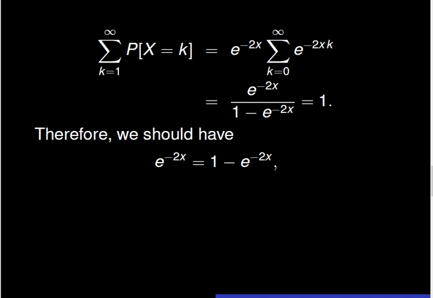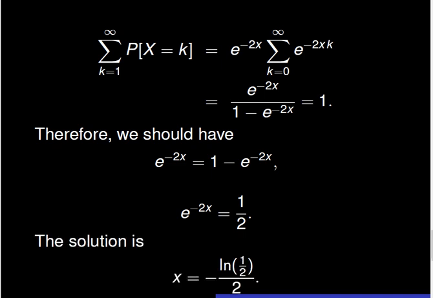Consequently, we should solve the equation exponential of minus 2x equal to 1 minus exponential of minus 2x. This equation is equivalent to the equation exponential of minus 2x equals 1/2. The final solution is x equal to the fraction negative logarithm of 1/2 over 2.